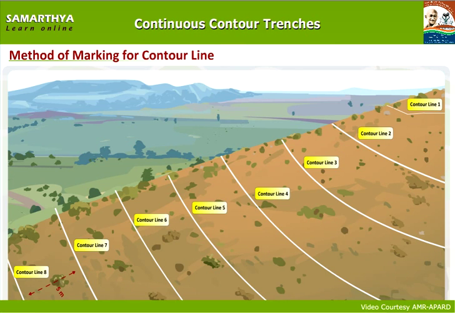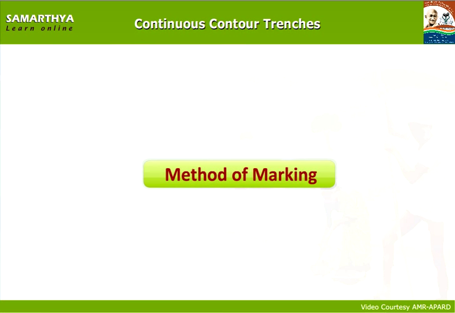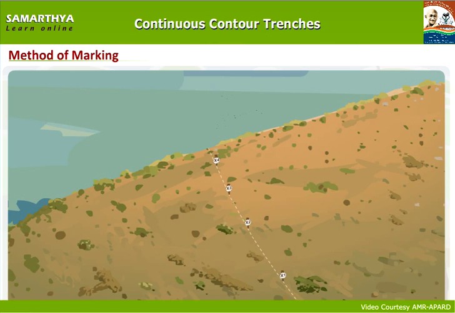Now, marking should be done for the trench from contour line 1. Method of marking. With the help of a tape, along the contour line 1 from X1, measure 0.15 meters away and fix a wooden pole and mark this point as A1.